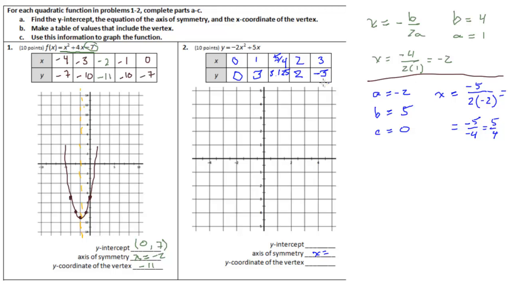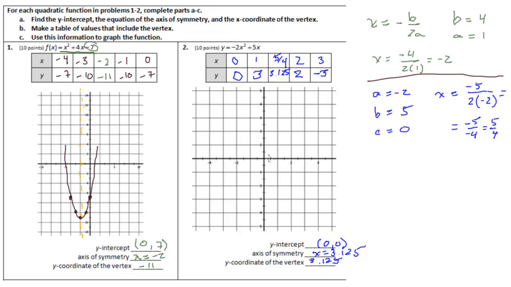Now when you're doing this on the test, you should think about just putting these equations into your calculator and then using the table. For the vertex, you may have to do this calculation though. This was 3.125. The y-intercept was 0, 0. The y-coordinate of the vertex, 3.125.